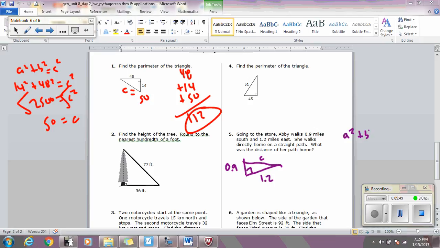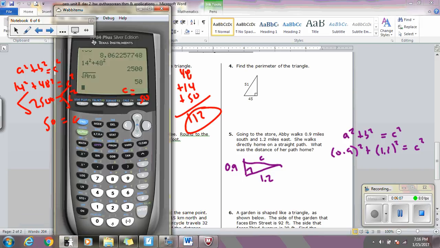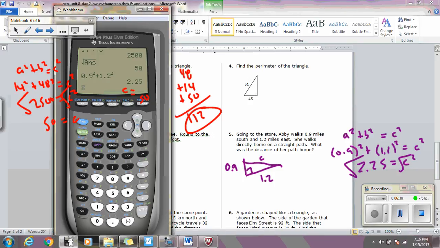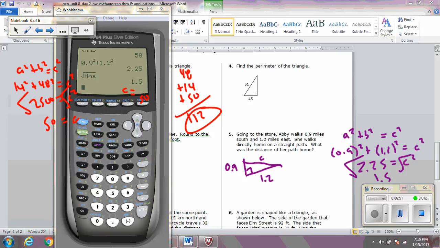So again, a squared plus b squared equals c squared. That's 0.9 squared plus 1.2 squared equals c squared. Grab our calculator. 0.9 squared plus 1.2 squared is 2.25. And now we're going to take the square root of both sides. And it's 1.5. So her distance was 1.5 miles.